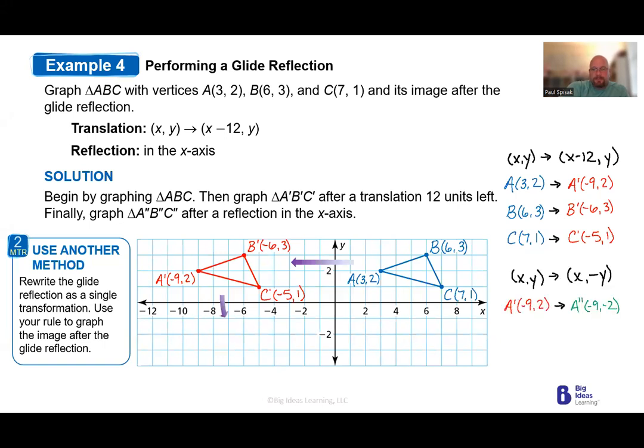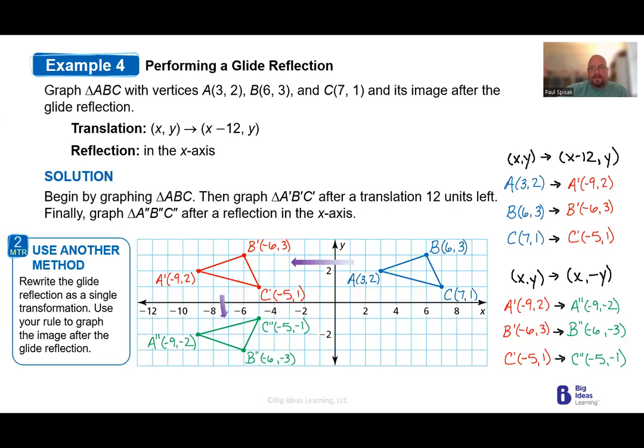Then our B value that's at -6, 3 will now be at -6, -3. And then our C value that's at -5, 1 will be at -5, -1. So that's A double prime, B double prime, and C double prime. And we can draw our triangle. So we have our glide reflection, which again was a translation followed by a reflection.